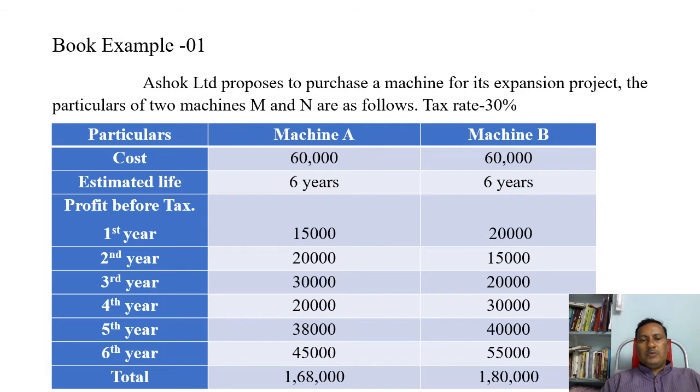Total profit before tax of machine A is 1,68,000 for 6 years. Similarly, for machine B, total profit before tax is 1,80,000, and the firm is in a tax bracket of 30%. So in this question, Ashoka Limited wants to purchase a machine for its expansion of business. Here there are two options, machine A and machine B. The cost is given, estimated life is given, and the 6-year profit before tax is given.